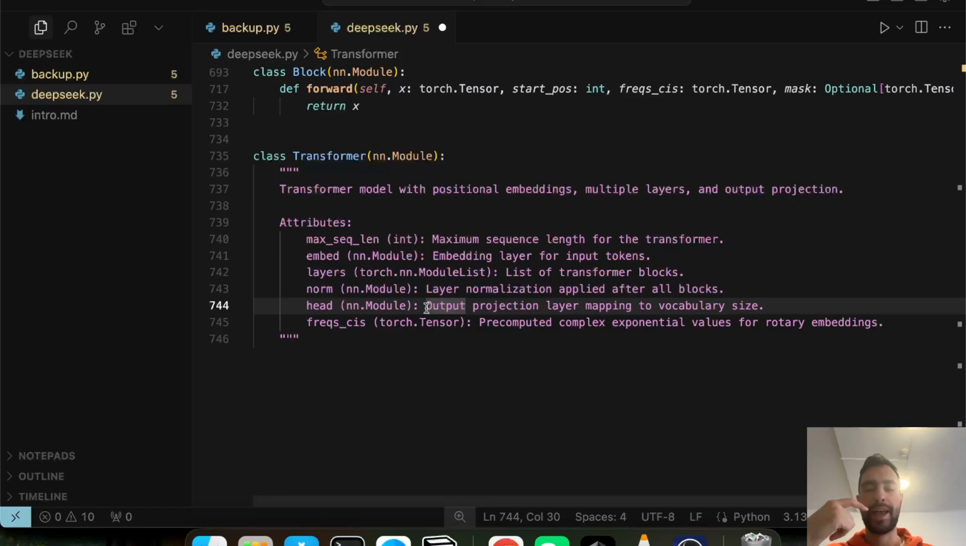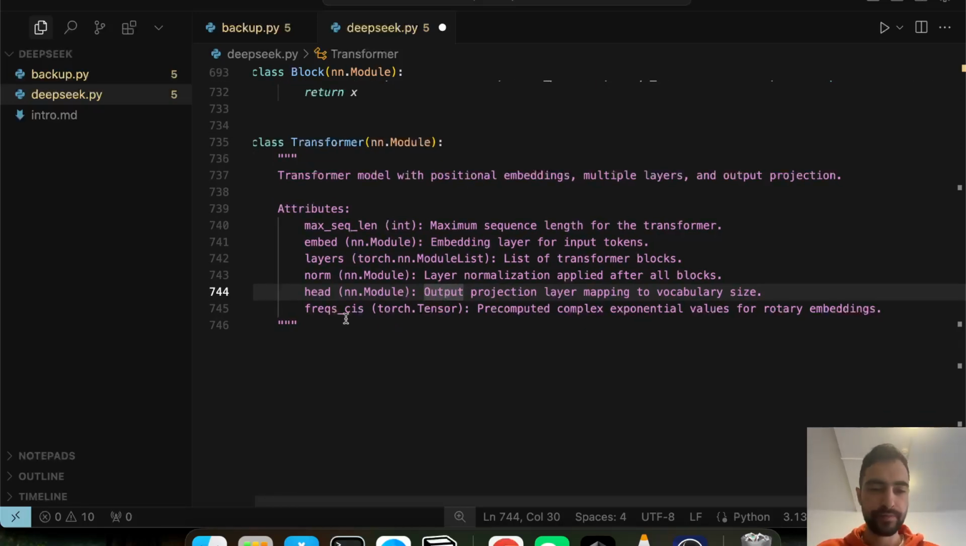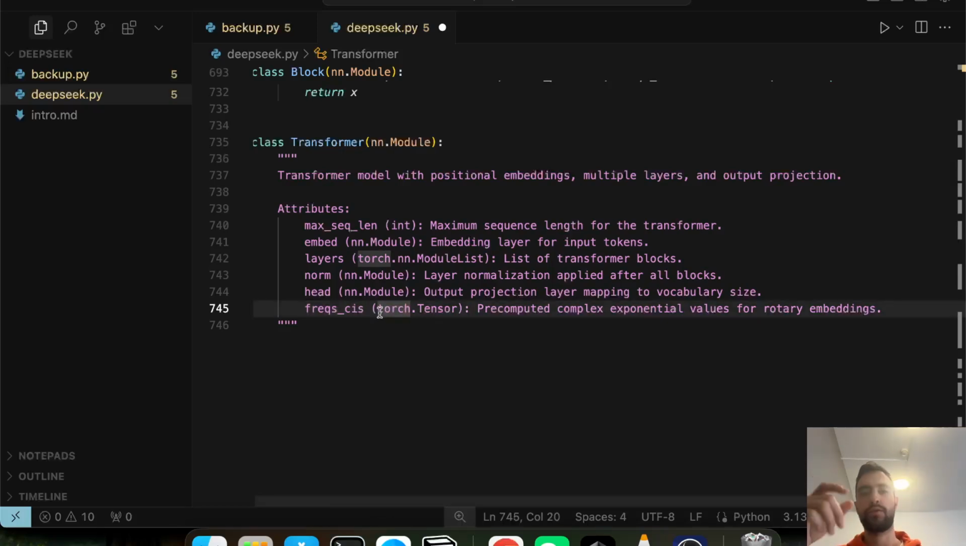When you get output from MOE, whatever the token embedding is, you want to convert that into a probability distribution over all tokens, so you can choose the most probable token or something like that. And frequencies, this is for the pre-computed rotary embeddings: for each position in the sequence and each position in the token vector, how they should rotate.